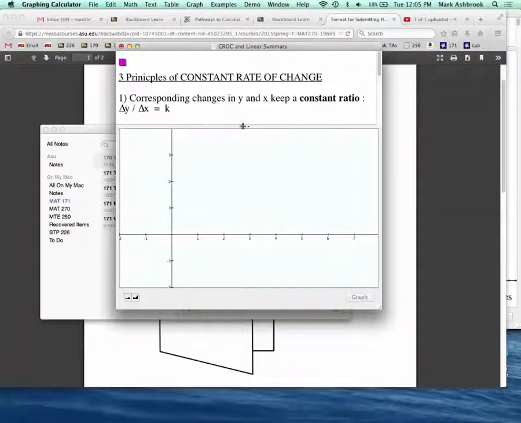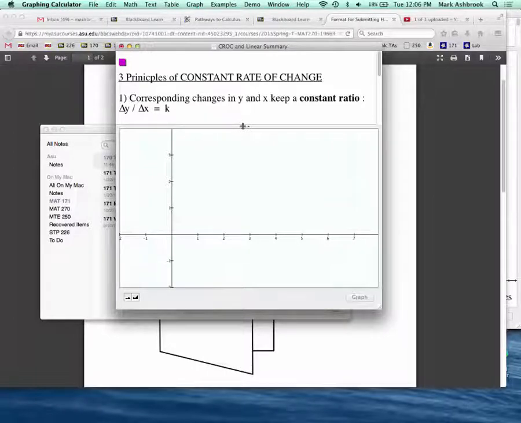Corresponding changes in y and x maintain or keep a constant ratio. Delta y divided by delta x equals k. And then that value of k, that is the constant rate of change. So this phrase, constant rate of change, has two meanings. It's a whole idea, but then it's also a value. And to get that value, you take the ratio of the changes in your quantities. And if that ratio stays constant, you have constant rate of change.